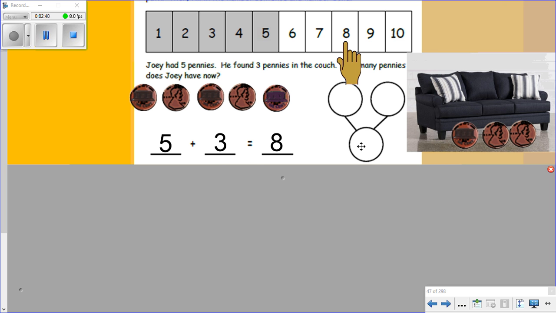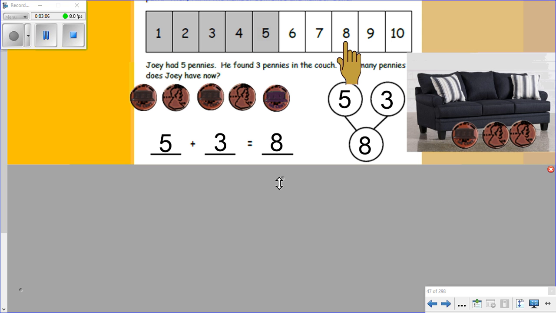Now let's work on the number bond. Where does the whole amount go? I hope you said here, 8. And then the parts will go there. It doesn't matter which part you put in which circle. I have the 5 and the 3, but if you put a 3 here and a 5 there, that's okay.